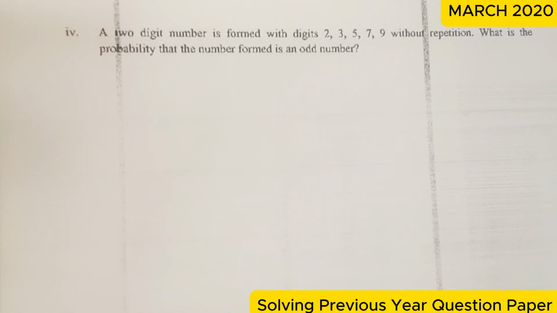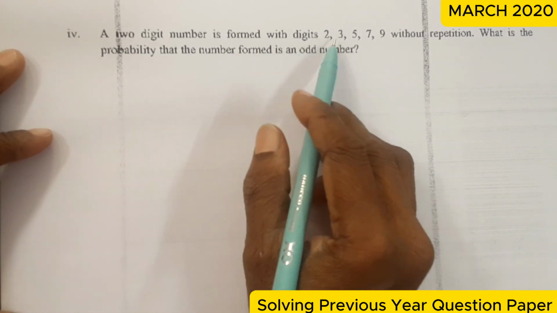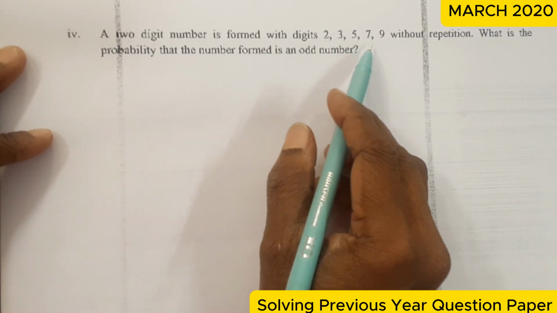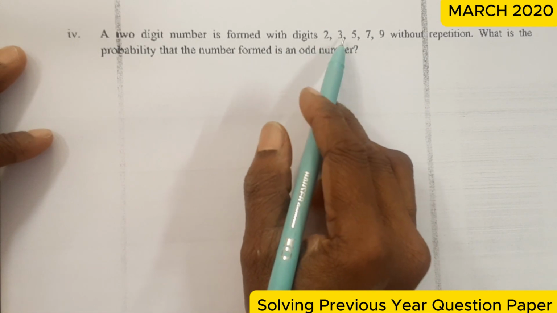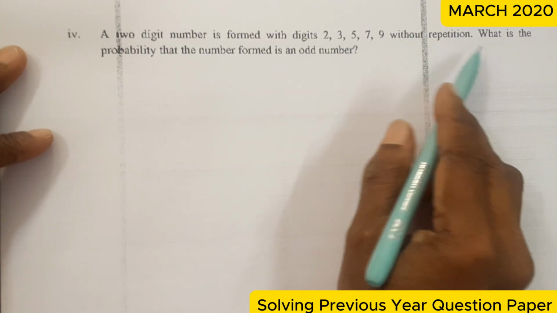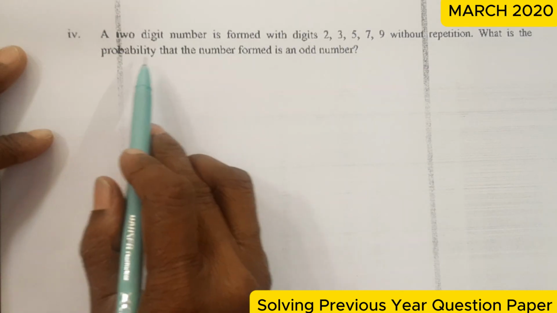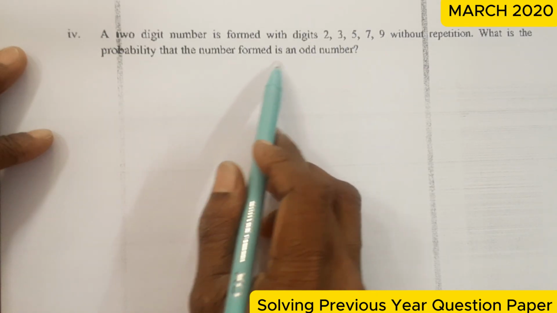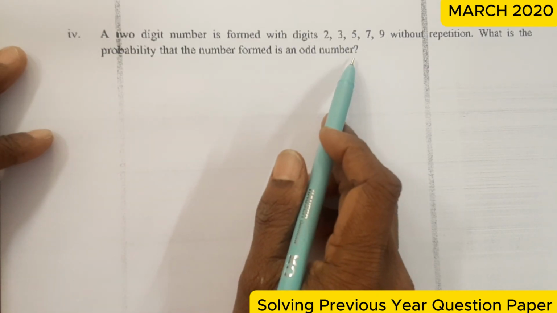A 2-digit number is formed with digits 2, 3, 5, 7, 9 without repetition. What is the probability that the number formed is an odd number?